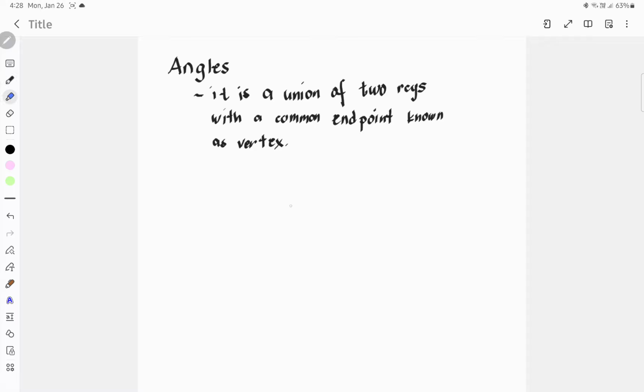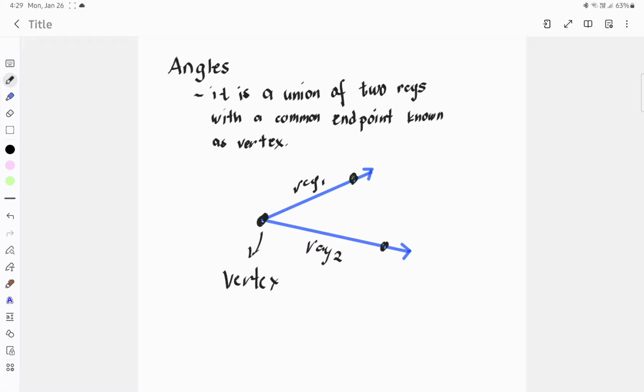Now, let's demonstrate how it works. For example, this is your first ray and another ray. Let me add an arrowhead. As you can see, this is what we call the common endpoint, and this is the vertex. This is the first ray, ray 1, and this is ray 2. It could be a segment, but normally in elementary they use rays so that they would know the direction.